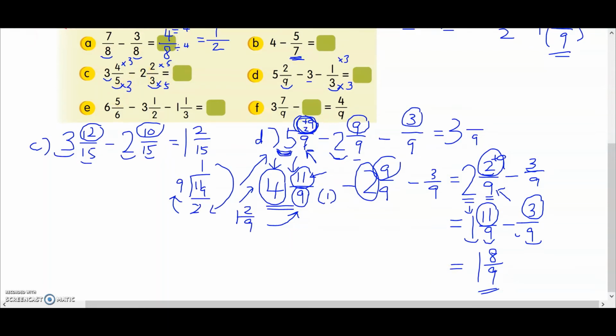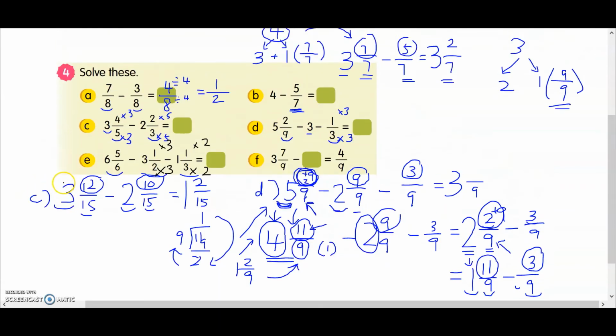Okay, we still have some time. Okay, for E, we have 6, 2, and 3. So we can change to 6. Okay, we follow the big number. So how do we change to 6? 2 you have to times 3. 3 you have to times 2.